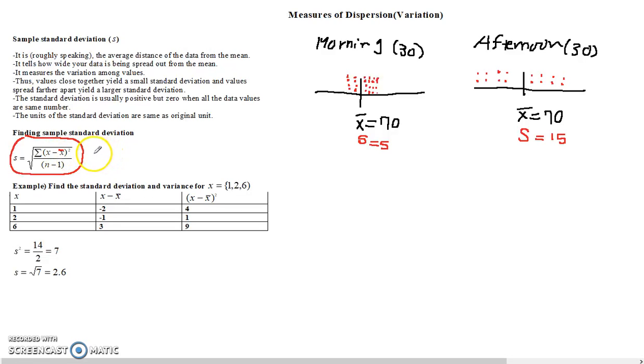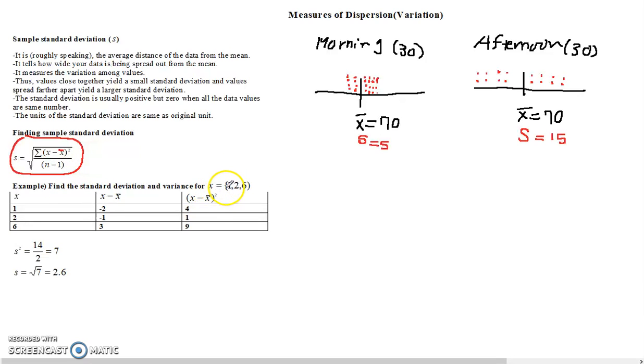There should be x minus x bar squared, and then we're going to have to divide that by n minus 1. If you don't take the square root, that's going to be the sample variance. And if you put a square root on top of it, that becomes the sample standard deviation. So here's the example.